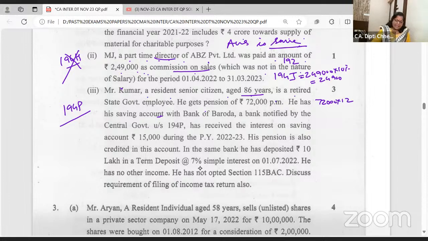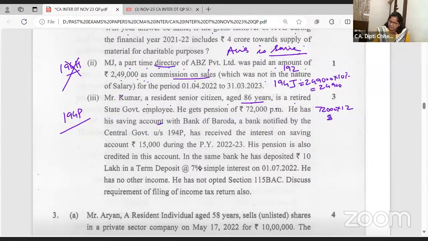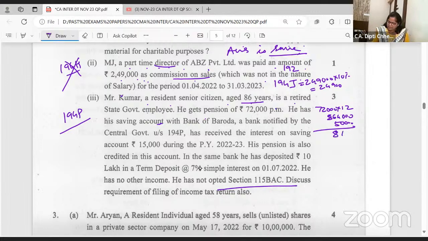72,000 into 12 is getting pension. In that will he get the 50,000 ka standard deduction? Yes, because he has not opted for 115BAC. अगर new regime में है तो deduction नहीं मिलेगा. 8,14,000. Interest on saving account is this. And he has made FD. FD का interest कितना है देखो. 10 लाख की FD कराए हैं 7% 1 जुलाई से. So 9/12.